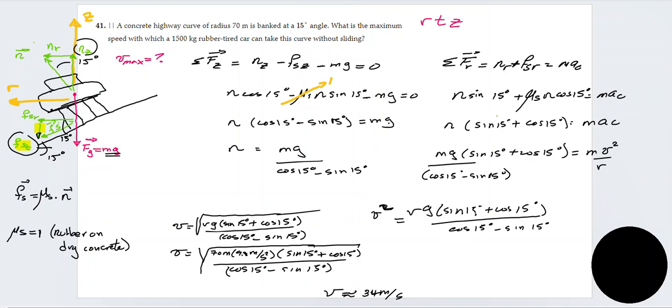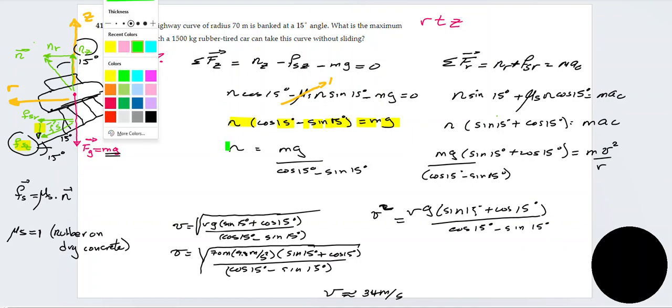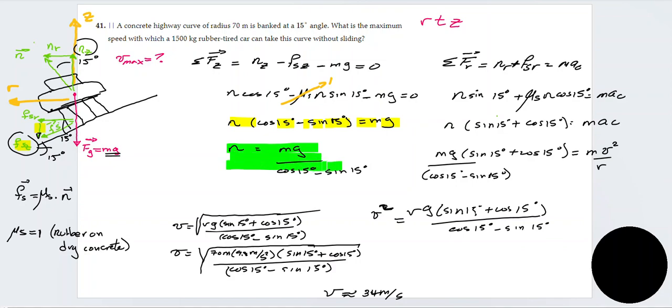We bring the mass times gravity to the right and we factor the normal force out as a common factor, so we get N times the cosine of 15 degrees minus the sine of 15 degrees is equal to mass times gravity. Of course, now we're going to divide by the factor cosine of 15 degrees minus sine of 15 degrees to isolate the normal force, and we're going to get the following expression: the normal force is equal to the quotient of the mass times gravity divided by the cosine of 15 minus the sine of 15.